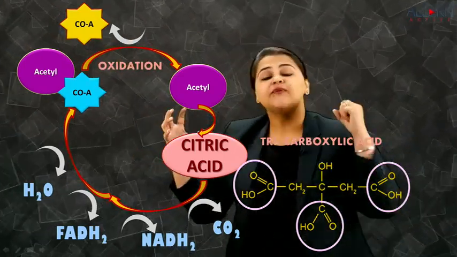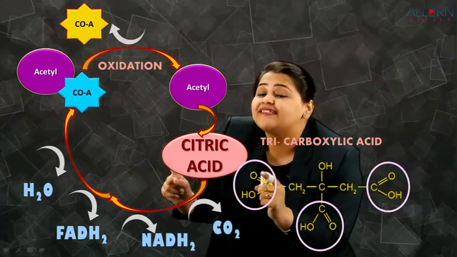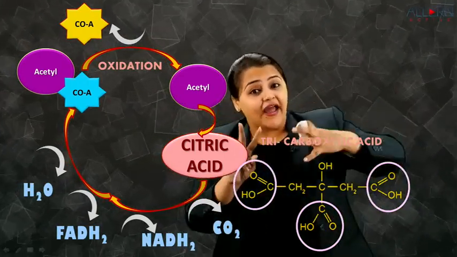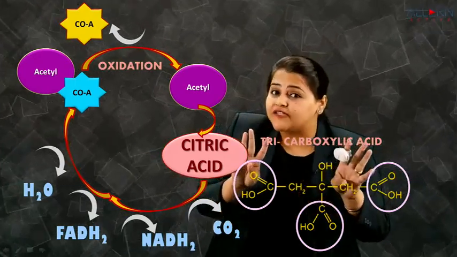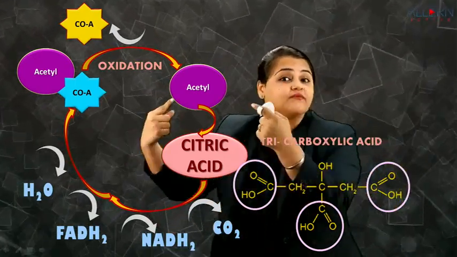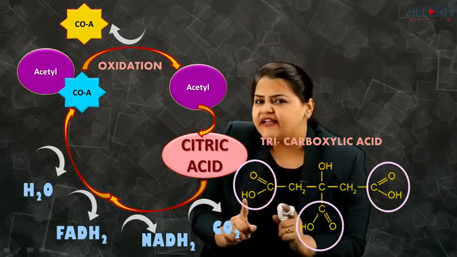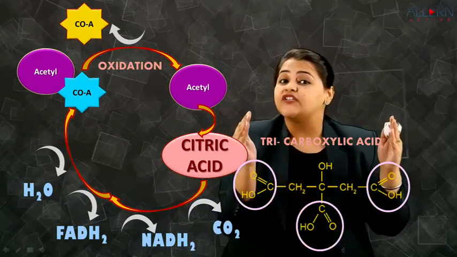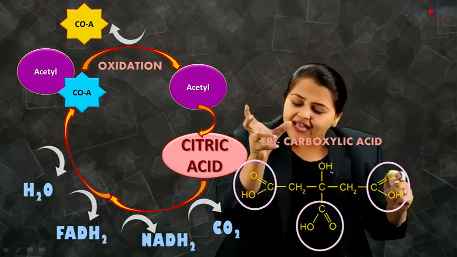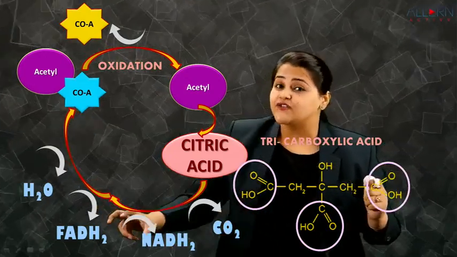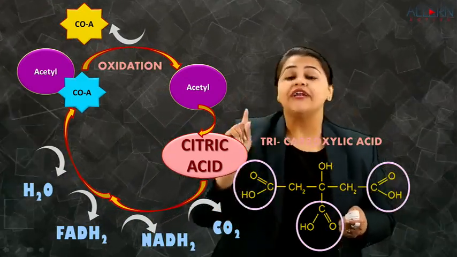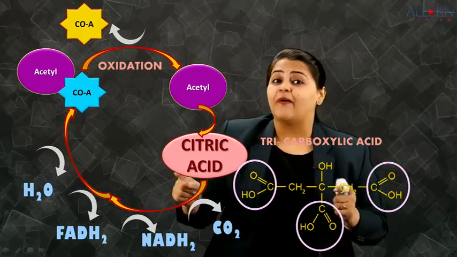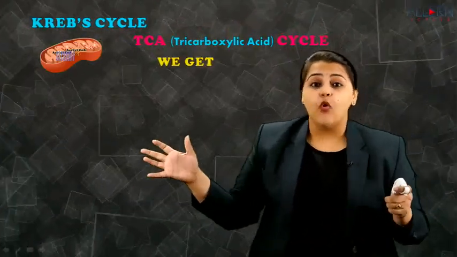Acetyl combines with another compound, forms a 6-carbon citric acid. So this 2-carbon acetyl combines with another compound of 4 carbons, and 4 plus 2, 6, forms citric acid. Citric acid contains 3 carboxylic acid groups, and that is why it is called tricarboxylic acid. This then undergoes various stages of oxidation in which it releases 2 forms of indirect energy and 2 forms of byproduct. Now let's see what we get.